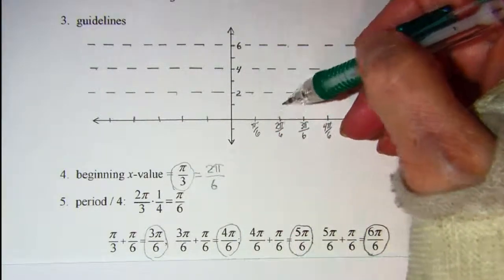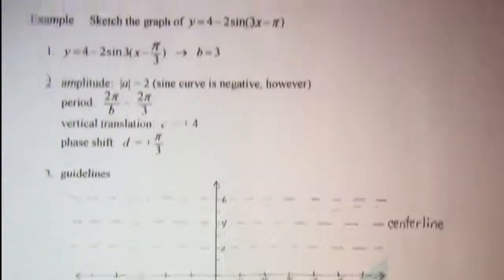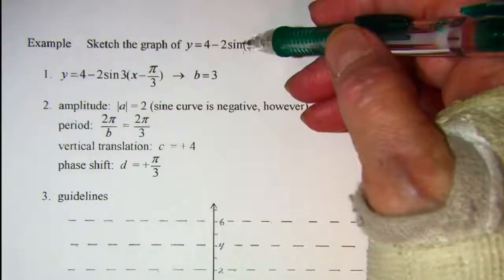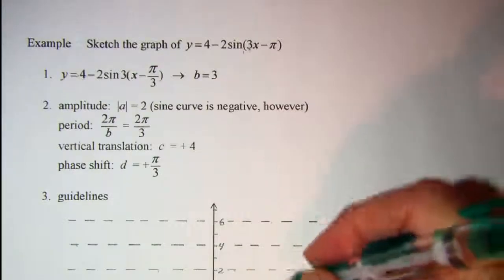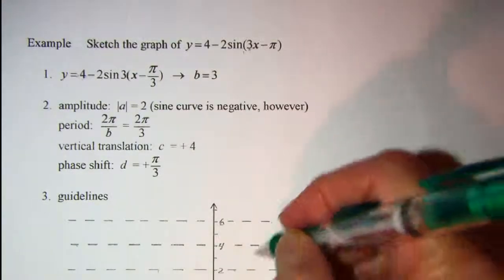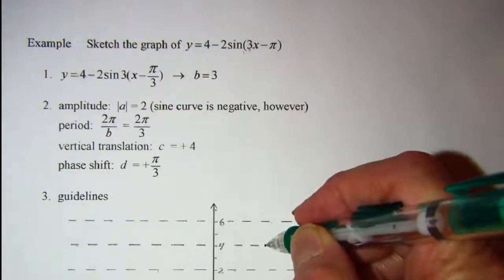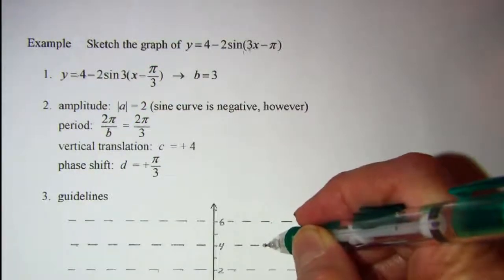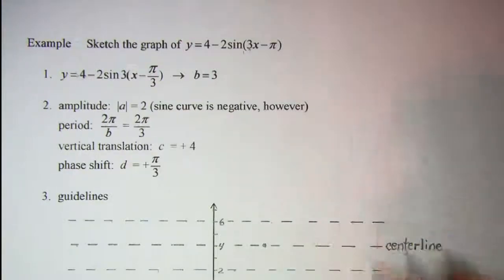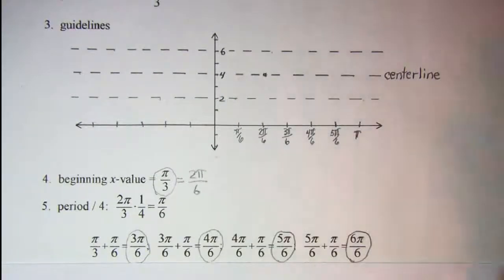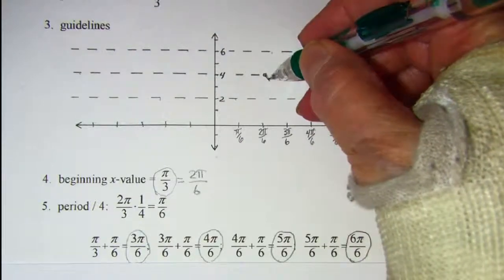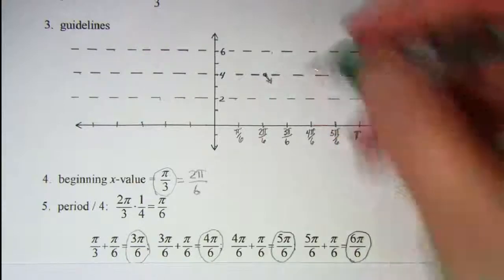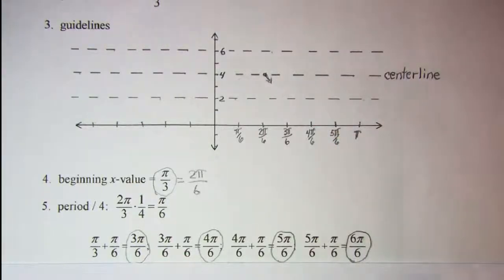Since it is a sine curve, it normally starts at the origin, which is on the axis. But this one will be starting on the center line. And also, it normally heads upward. The normal sine curve heads up. But since I had a negative a value, I'm going to have to head that down. So I'm going to draw just a little thing here to remind myself that I have to go down.